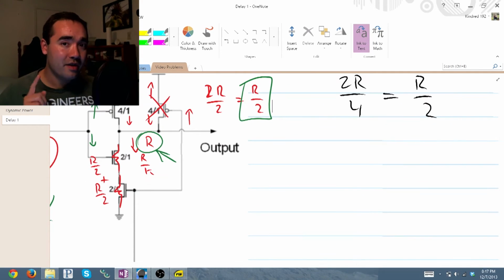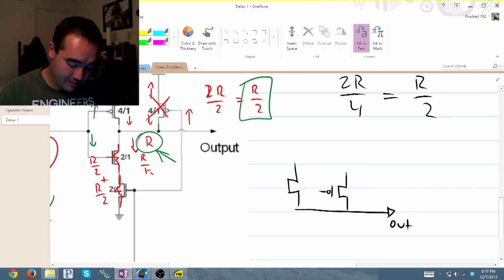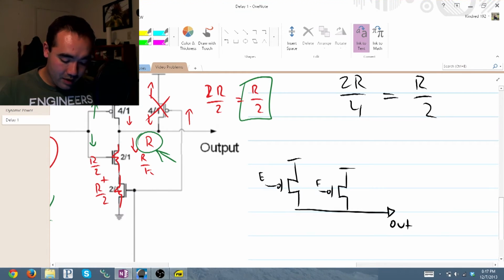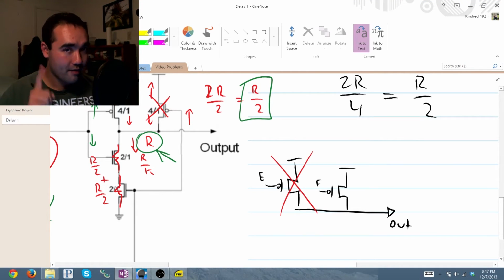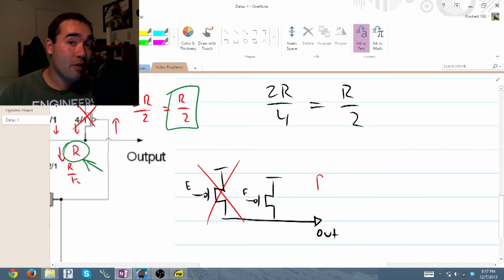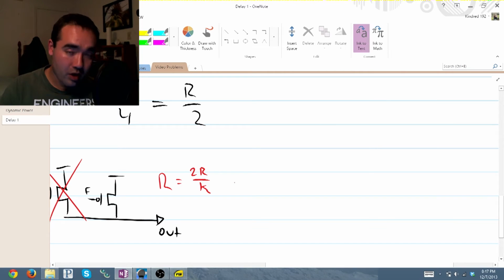Let's go ahead and redraw just the pull-up half of this so that we can see what's going on. So, 1 PMOS, 2 PMOS. And this is E, this is F. VDD, VDD. Now, remember that these are parallel, so we only need to worry about one of them. Now, and this is an easy way to figure out what you want your value to be, we're just going to say that we want a value of R. We know that a PMOS has a value of 2R over K. Therefore, all you have to do is solve for K.